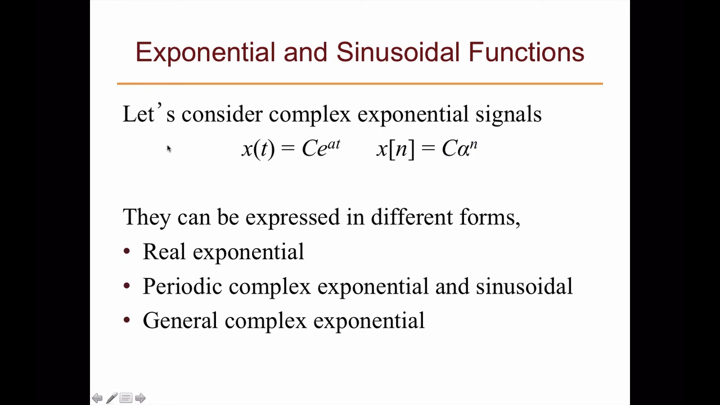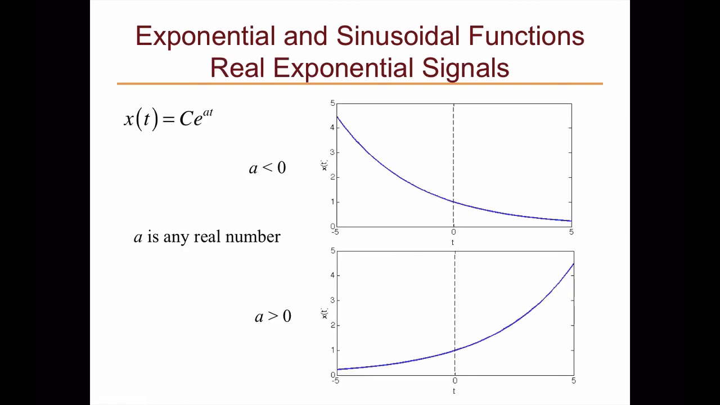So this complex exponential can be expressed in different forms. This signal can be a real exponential, decreasing or decaying. It can be periodic, which means it repeats itself, complex exponential, or sinusoidal. It can also be general complex exponential terms. Let's look at them one by one.